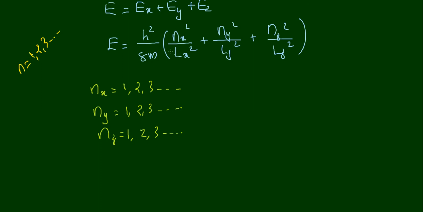And here you can see that the energy depends upon nx, ny and nz values. So when will the system have the minimum possible energy? The minimum possible energy will be the case when nx, ny and nz have the minimum possible value, that is equal to 1.